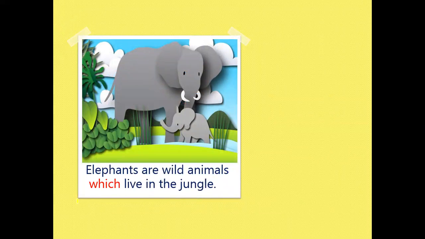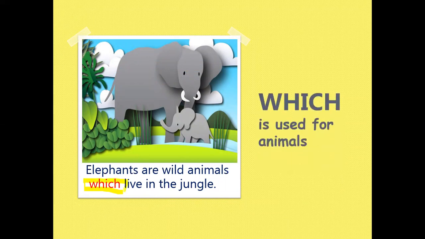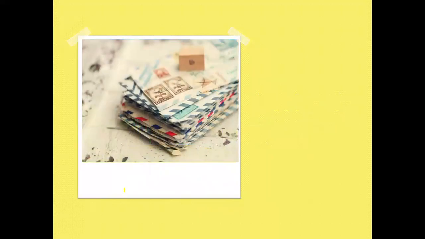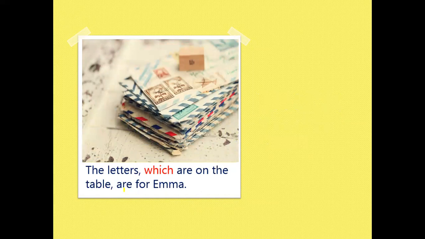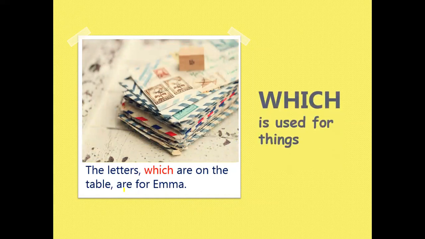Elephants are wild animals which live in the jungle. As you can see over here, we're going to see the definition of which, and it's used for animals. Remember, when you want to give a characteristic about an animal, or you want to talk about a specific animal, you use which. You can also use which for this: the letters which are on the table are for Emma. Which is used for things. Which is used for animals and for things.